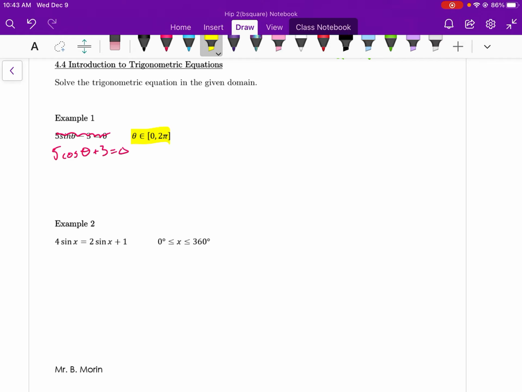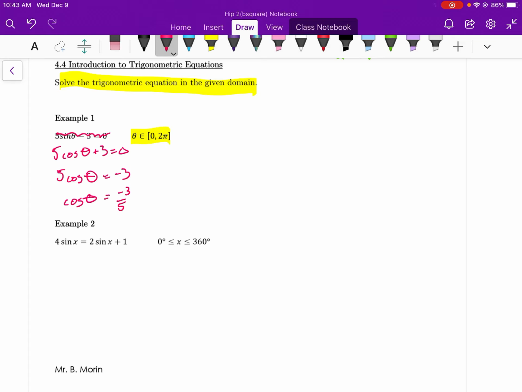So we're looking for 5 cosine theta plus 3 is equal to 0. Since we're going to solve the trigonometric equation in the given domain, and the only unknown in the question is theta, I'm going to solve for theta. The first thing I need to do is isolate cosine theta. So I'm going to start off by subtracting 3 from both sides, and then I'm going to divide both sides by 5.